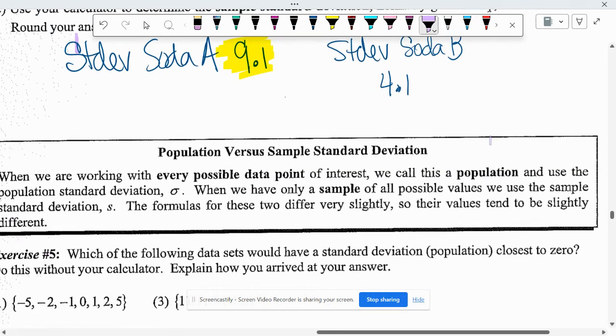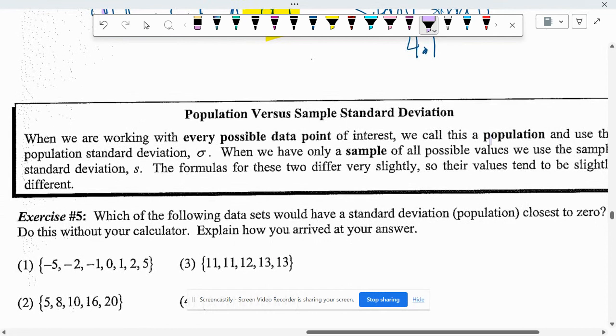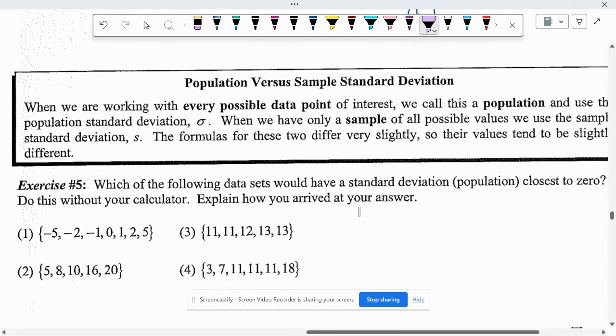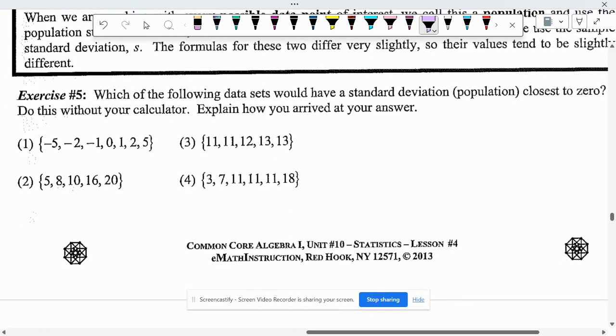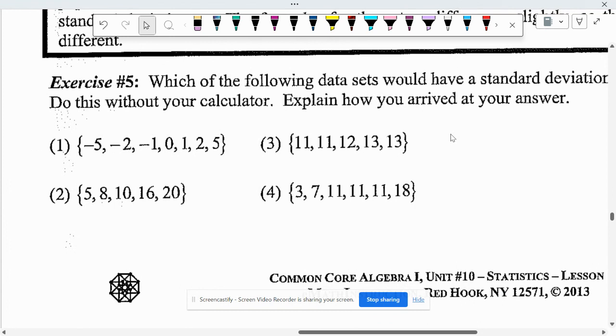So population versus sample standard deviation. When we're working with every possible data point that's given, we call that population standard deviation. But when we only have a sample, we use the sample standard deviation. So which of the following data sets would have a standard deviation closest to 0? Remember that if the standard deviation is close to 0, there's hardly any variation in the data set, hardly any variability. Which data set up there has the least amount of variability?